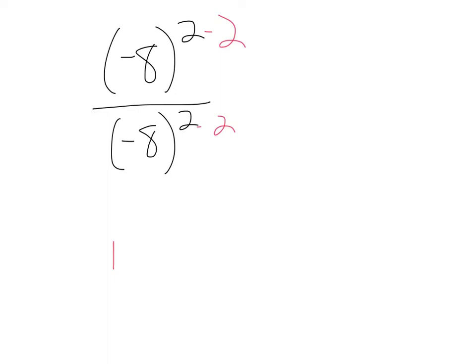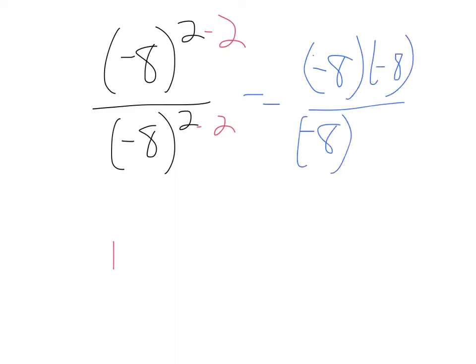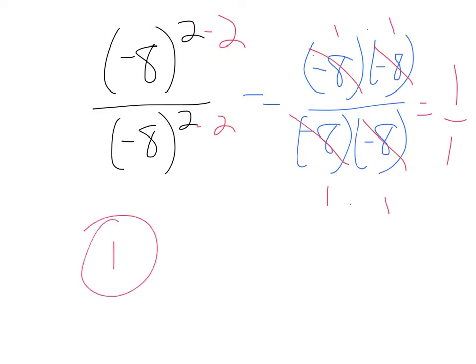Now visually, this should look like negative 8 times negative 8 divided by negative 8 times negative 8. And like I was saying, how many times does negative 8 go into negative 8? It's 1, correct? How many times does negative 8 go into negative 8? 1. So I have 1 times 1 over 1 times 1. 1 times 1 is 1, divided by 1 times 1, which is 1. 1 over 1 simplifies simply to just 1.